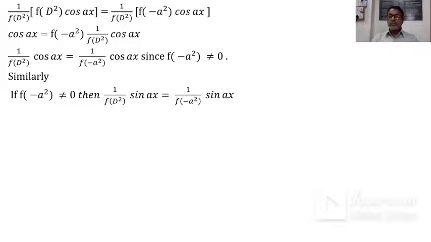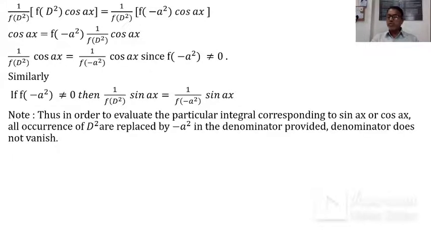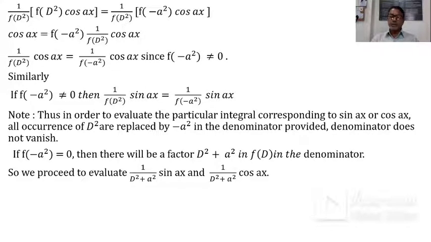Now, if f of minus a square is 0, that is, if we substitute D square by minus a square in the denominator, then it vanishes. This means D square plus a square is a factor of f of D. And then we want to see what is the effect of this factor, 1 upon D square plus a square, on sine ax and on cos ax.